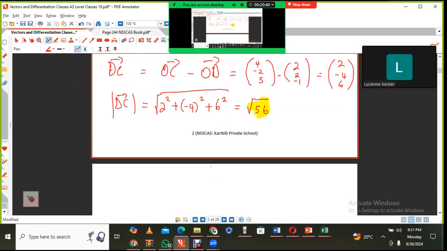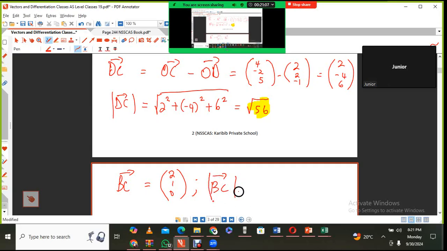The next one that we are supposed to calculate is BC. We have BC already? Yes, what is BC? 2, 1, 0. Now the magnitude of BC would be, again, Pythagoras. So it's 2 squared plus 1 squared. Of course, 0 squared is just 0. If you work this out, you get nothing but the square root of 5. So now I have my 3 measurements.